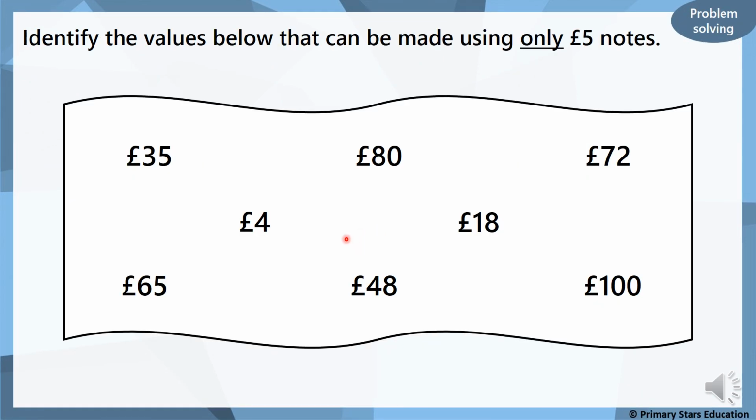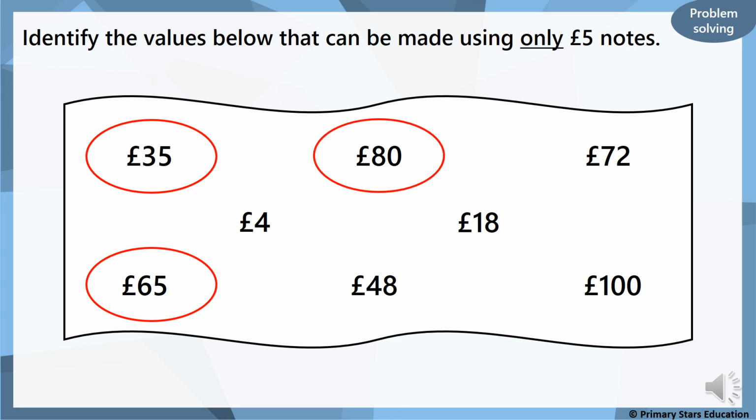Now we want you to identify the values below that can be made only using £5 notes. Remember the pattern and the rule that you found for multiples of 5. What do they need to end in? They need to end in a 0 or a 5 to be able to be made up with £5 notes. We have 35, 65, 80. What's the last one? It is 100.